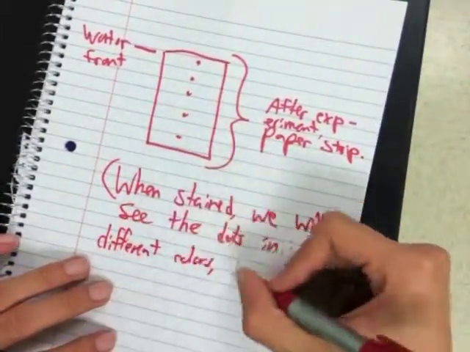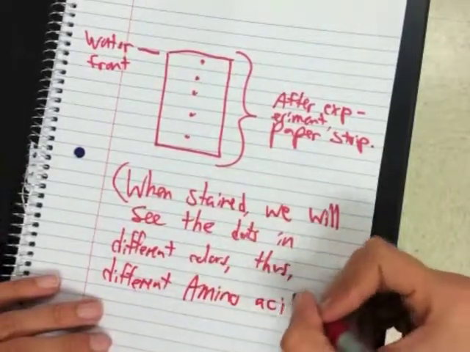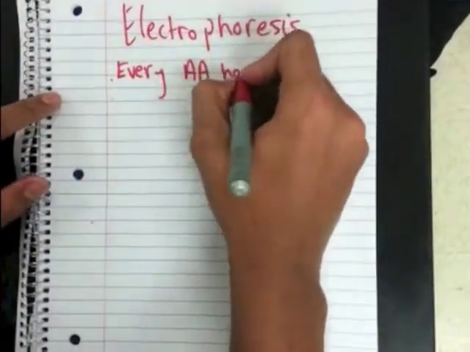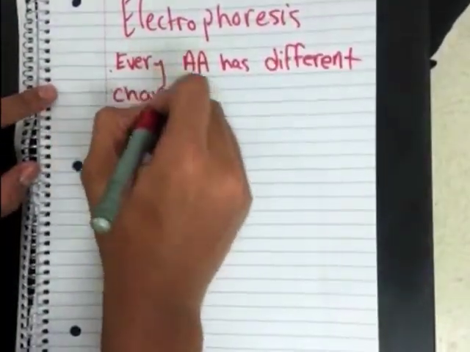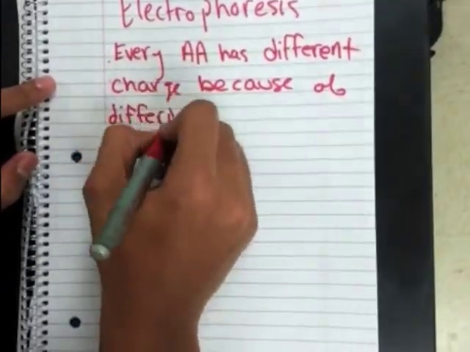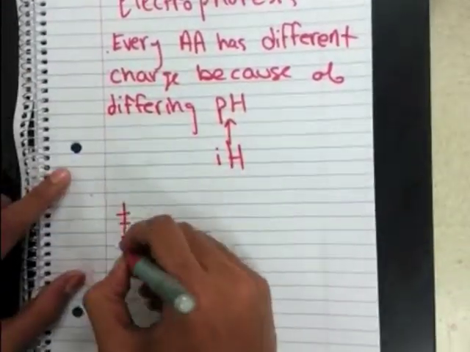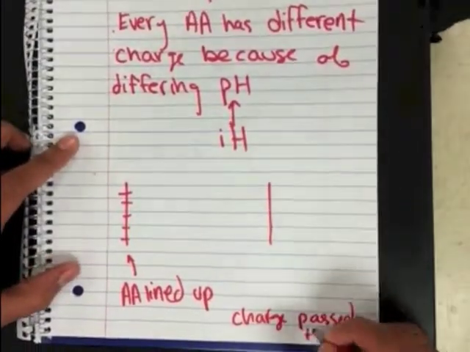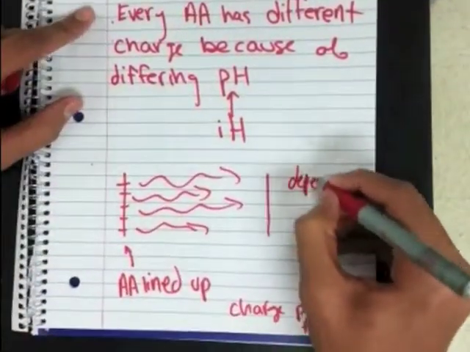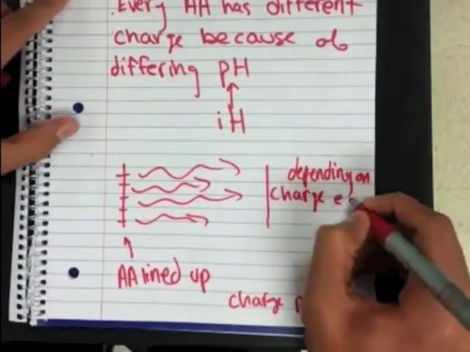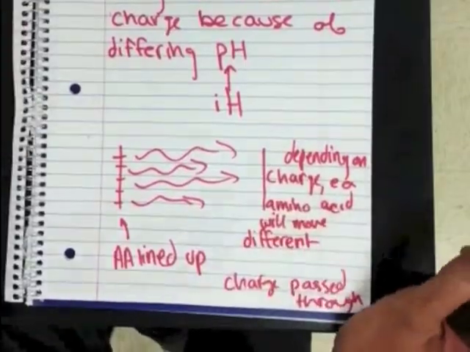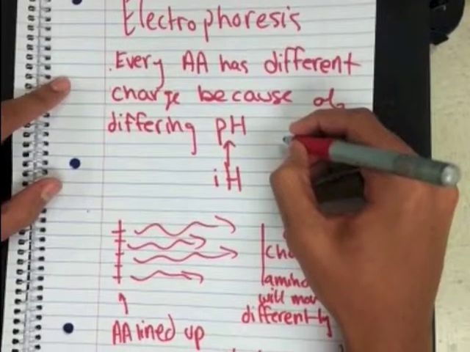Alright, so now we go to electrophoresis. Electrophoresis is another process of separating amino acids. Every amino acid has a different charge because of the differing R groups or isoelectric points. So what happens is an electric charge is passed through a system and the amino acids are placed on one side and they all move, and depending on their specific charges they move a different amount. Some move more based on their charge, and therefore location tells identity.